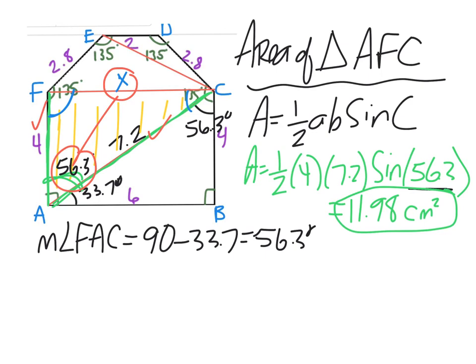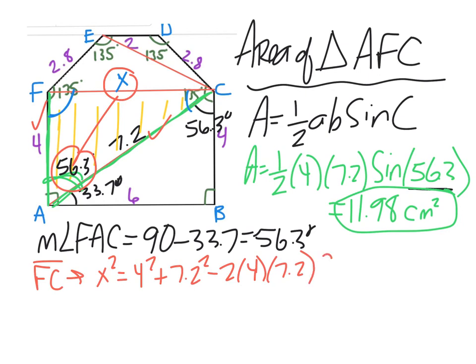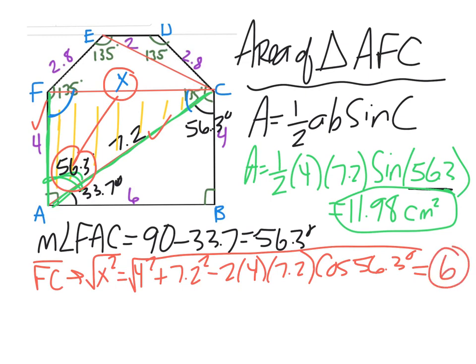So I'm going to say to find side length FC, x squared equals my two sides squared, the 4 squared plus the 7.2 squared, minus 2 times the 4 times the 7.2, times the cosine of that angle that corresponds with the side of 56.3 degrees. Now to solve this for x, all I need to do is take the square root. When you take the square root of this, what you're actually going to get is that it rounds to approximately 6 in length. So I'm going to label that back in the picture. This is side length equals 6.